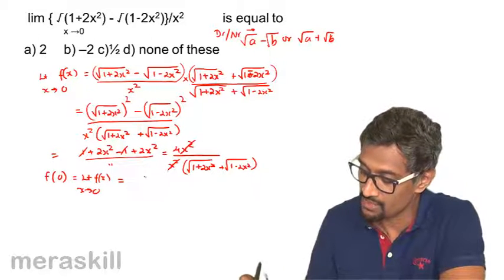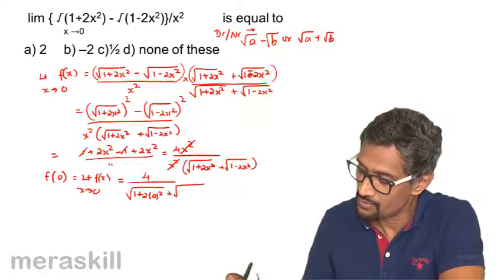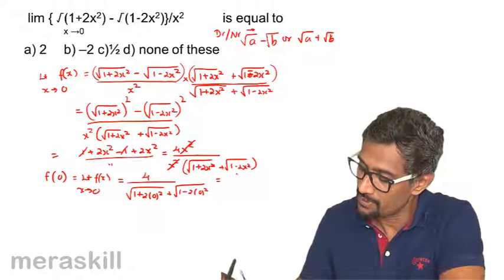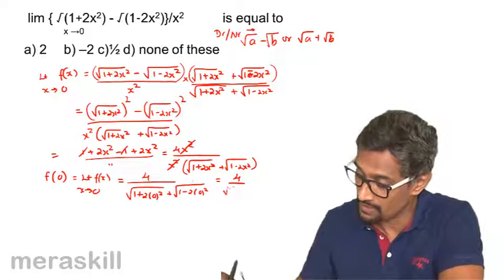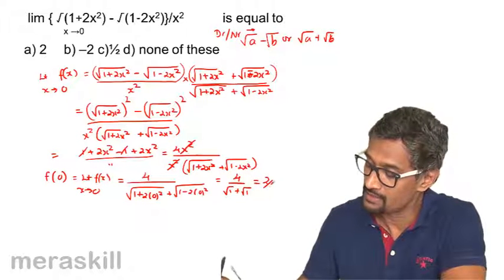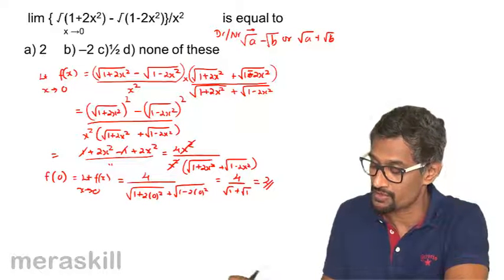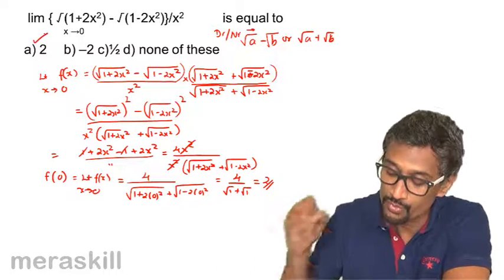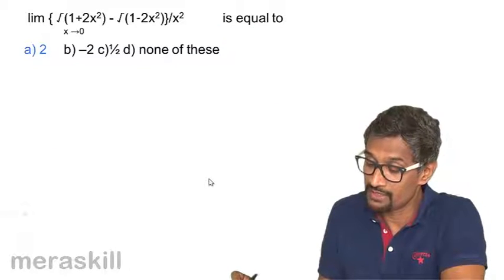So now you just need to substitute the value: 4 upon root 1 plus 2 into 0 square plus root 1 minus 2 into 0 square, which will be ultimately 4 upon root 1 plus another root 1, that is 4 by 2, and it is 2. So the value of the limit of this function as x approaches 0 is 2. This is our right answer, and yes, we do have it that way.